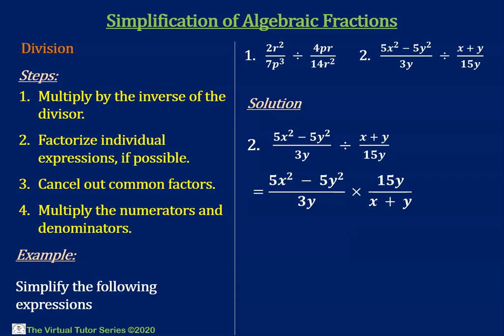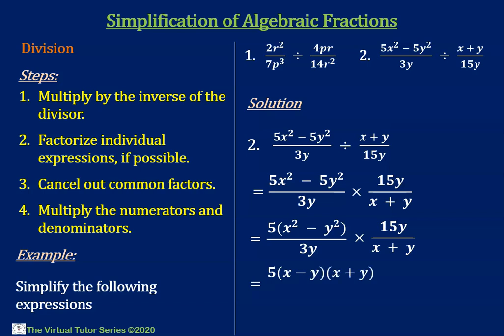5 is a common factor of 5x squared minus 5y squared. So we can bring 5 out to have 5 into bracket x squared minus y squared all over 3y times 15y over x plus y. Now, x squared minus y squared is a difference of two squares and can be factorized as x minus y times x plus y all over 3y.